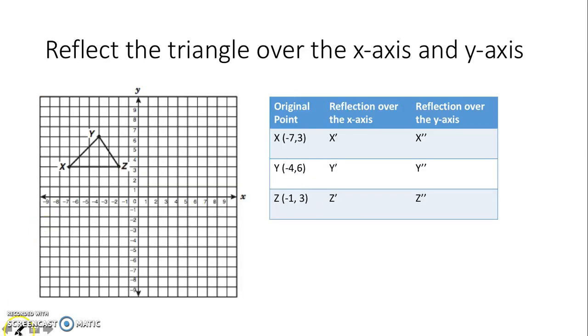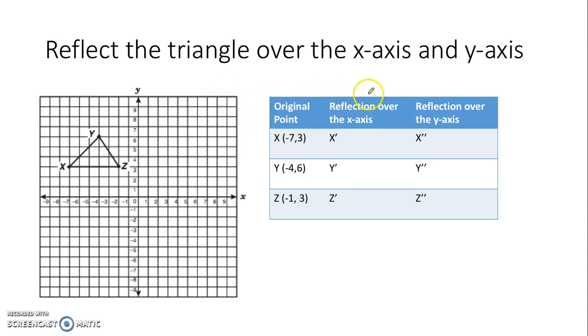Now let's practice what it looks like to reflect a triangle over the x and y axis. We are going to use a table to help us organize our thoughts, and it's going to help us really see what it means to reflect a figure over the x and y axis. First we're going to focus on reflecting over the x axis. We have a triangle here that has points X, Y, and Z, and point X is at negative 7, 3.